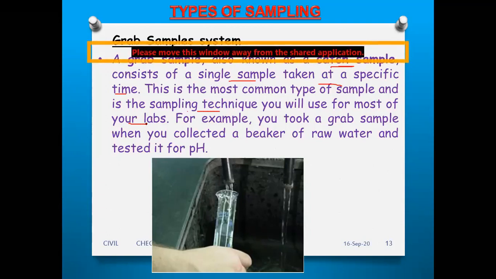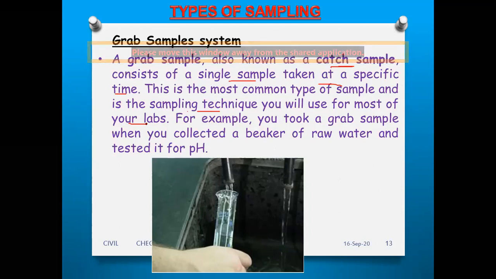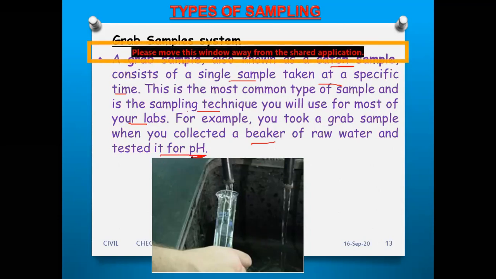For example, you took a grab sample when you collected a beaker of raw water and tested it for pH. So generally, to test water, you have to take a sample of water from the ground, from a river or a pond or some area where it is to be treated, and we have to take a beaker. So the beaker is this one shown in the figure. We take a beaker of raw water and we test for the water pH value. Based upon the pH value only, we can go for the other processes.